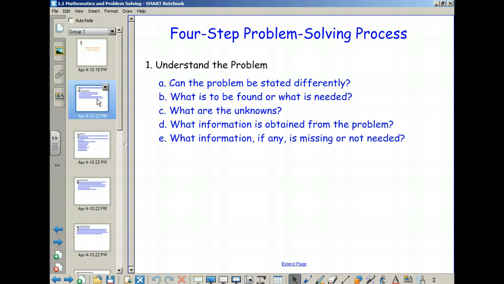That's certainly the first thing you would do in any kind of math problem, is to read it and make sure you read all the directions and all that kind of stuff. But there are some different questions you can ask yourself. For instance, can the problem be stated differently? What is to be found or what is needed? What are the unknowns? What do I not know? And then also, what is known? What information can be obtained from the problem? That's what is known. And then what information is missing or not needed?